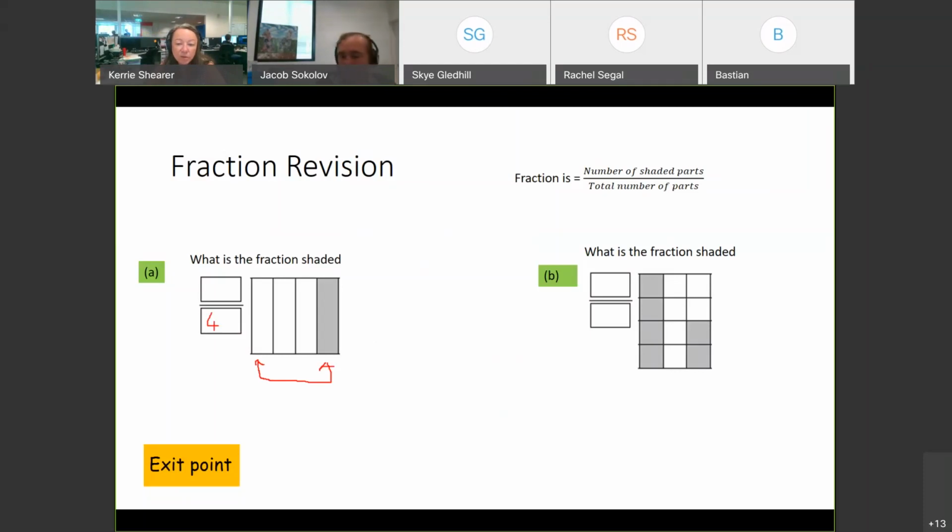Okay, how many parts are shaded? 1. Cool. So our answer is 1/4. I think we're good with this. How many parts is this shape broken up into?